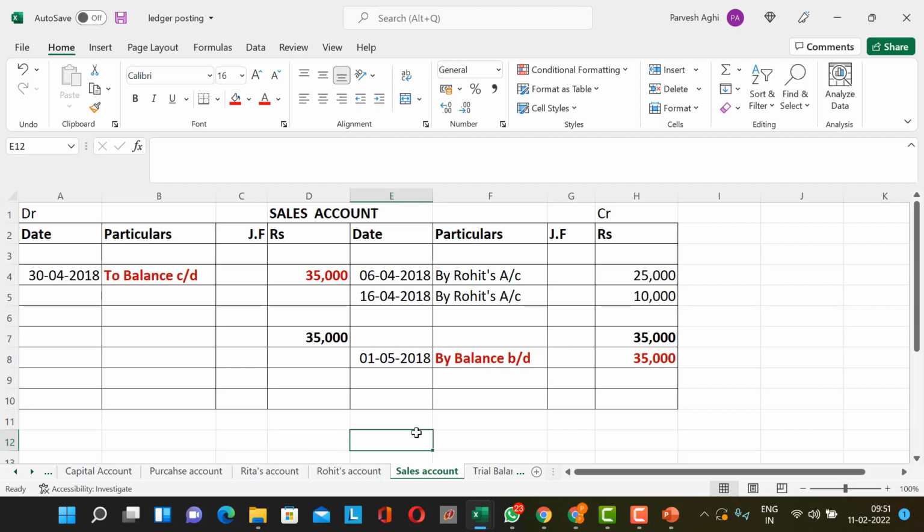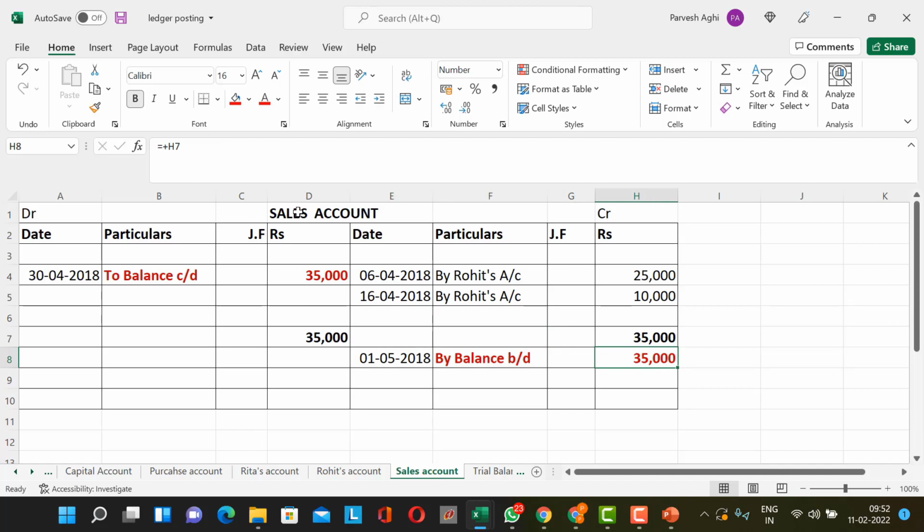Now the last one: we have the sales account also. This is the sales account, which is our income account. Whatever sales we make will come on the credit side, because all incomes and gains are credited. So sales will always have a credit balance. To whom did we make sales? Rohit, on 6th and 16th of April, 25,000 and 10,000. Altogether, the sale is 35,000. We total it, balance it off and carry it forward to the next month. So the sales account will always have a credit balance.